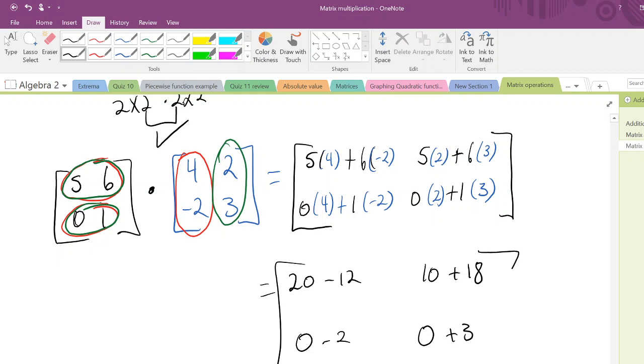So this 20 comes from 5 times 4. This negative 12 comes from 6 times negative 2. This 10 comes from the 5 times 2. And the 18 comes from the 6 times 3. The 0 comes from 0 times 4. And the negative 2 comes from 1 times negative 2. Then the 0 comes from 0 times 2. And the 3 comes from the 1 times 3.